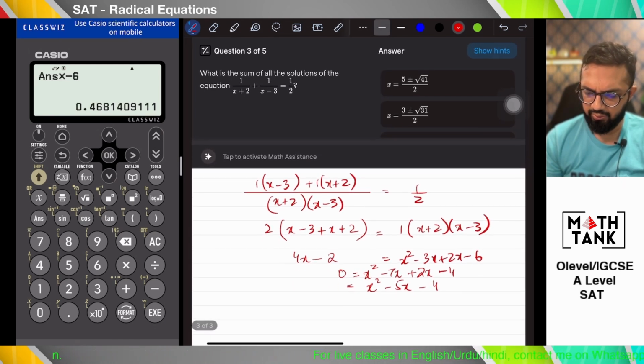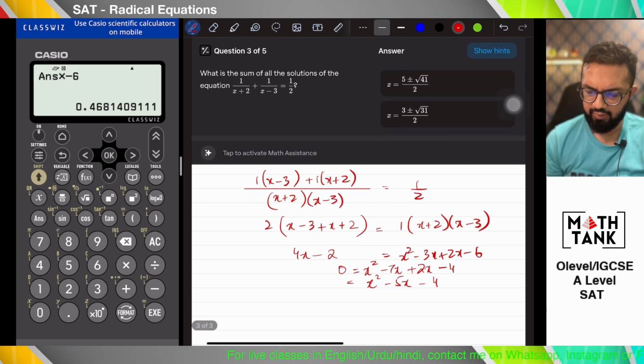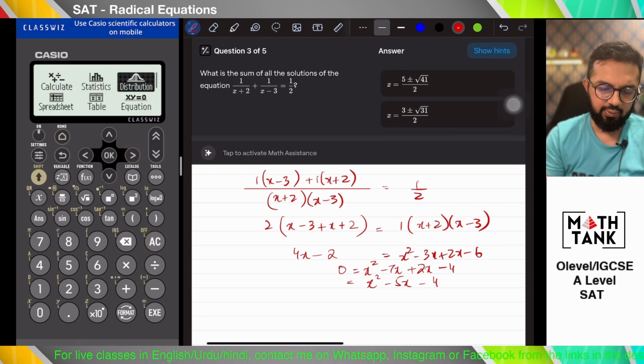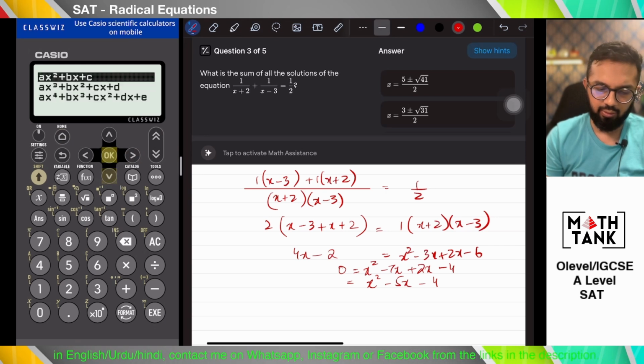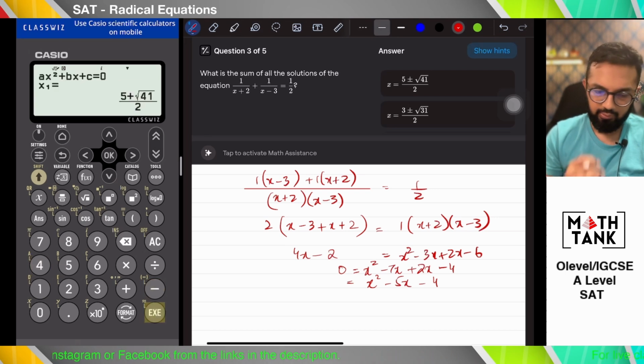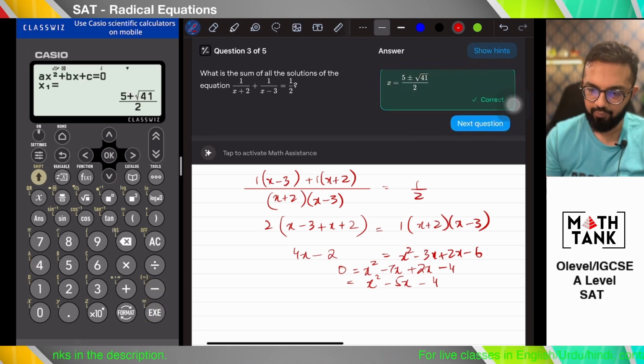I think that's b squared minus 4ac. Let's check that on a calculator to see what it gives us. To solve a quadratic on my calculator, I hope I've gotten the numbers right. I think that's working.